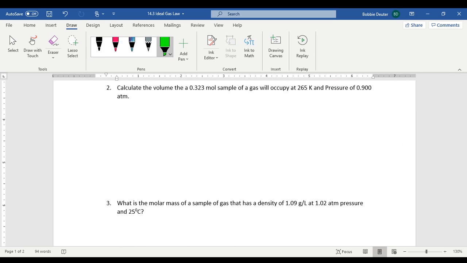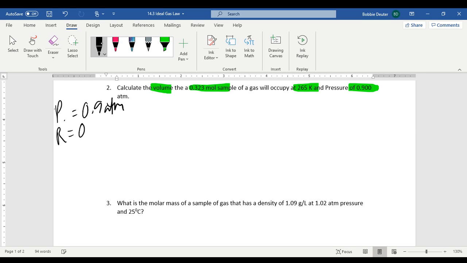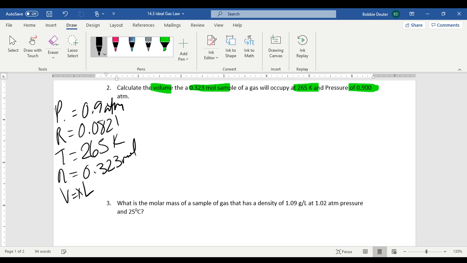So let's calculate another one. Calculate the volume if you have a 0.32 mole sample of a gas that occupies 265 Kelvin at a pressure of 0.9 atm. So they do give us our pressure of 0.9 atm. Super important because now we know our R value is 0.0821. They were kind enough to give us our temperature in Kelvin, so we don't have to convert that. And our n is 0.323 moles. Our volume label will be liters, and it's what we're solving for.